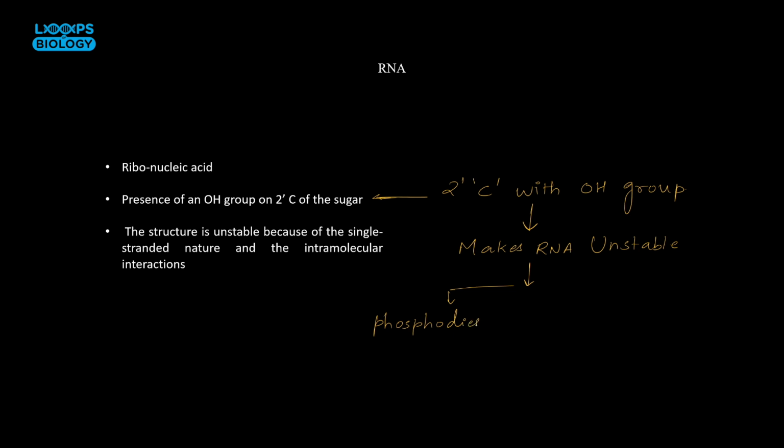It can form a phosphodiester bond instead of the 3' carbon and make irregularities in the structure. The complete structure has to be maintained in a regular form, where the 3' carbon OH group is forming a phosphodiester bond with the next nucleotide. In this particular RNA, the 2' can also get involved.